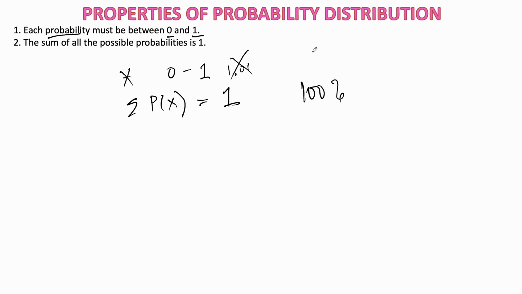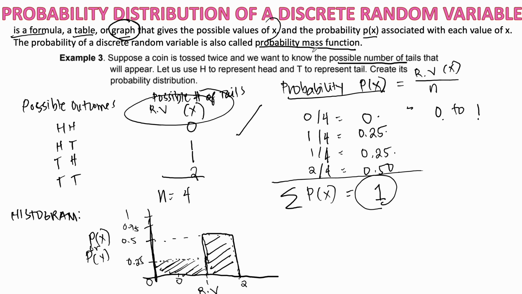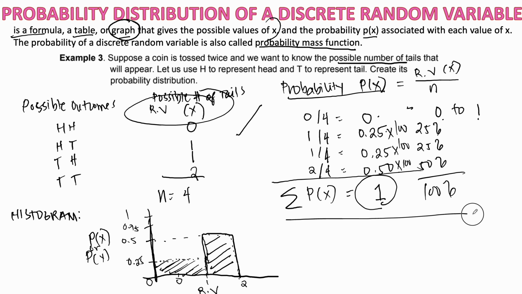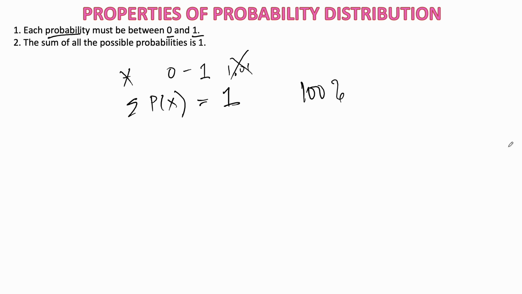Okay? Balikan natin yon. Kung gagawin natin yung mga percentage, ito ay 25%, ito ay 25%, ito ay 50%, no? I-multiply lang lahat yan sa 100. So, kung isasum mo yan, 100%. Okay? So, pasok siya sa criteria ng probability distribution.